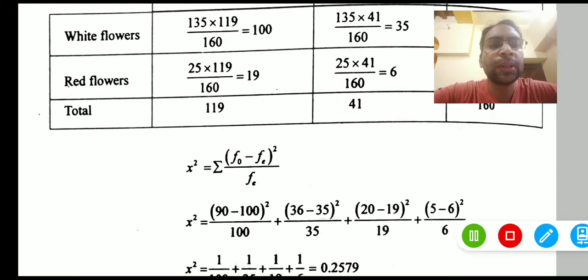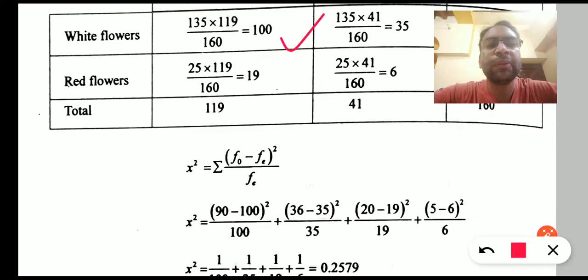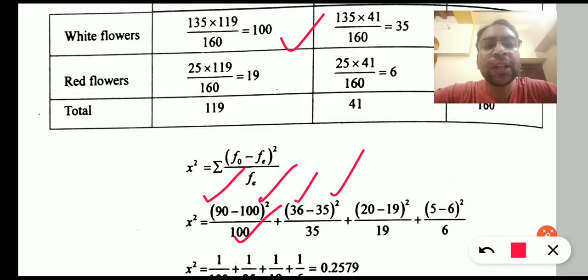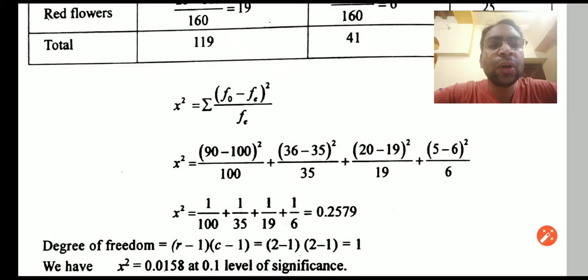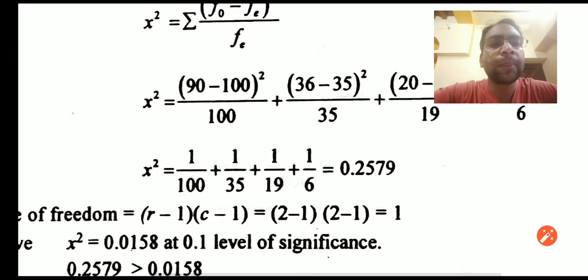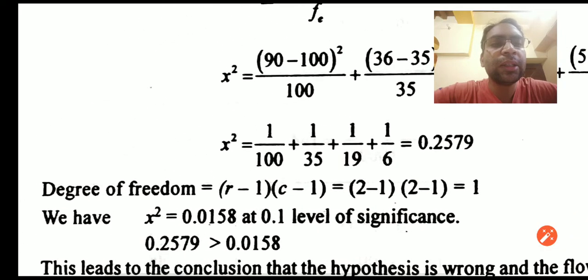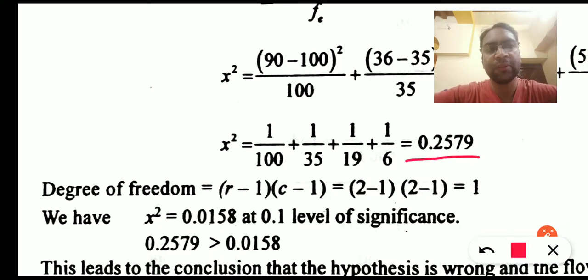You can see we have calculated the expected frequency. So now this is the observed and these are the expected, again observed and expected, observed and expected. In this way we will be able to calculate the value of chi-square. So you can see that the value of chi-square comes to be 0.2579.